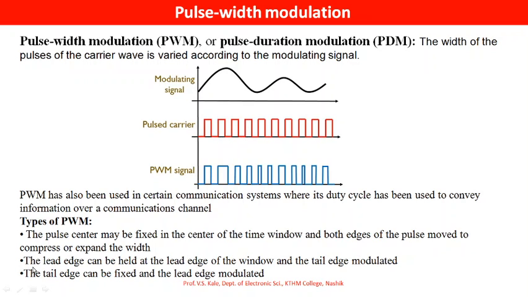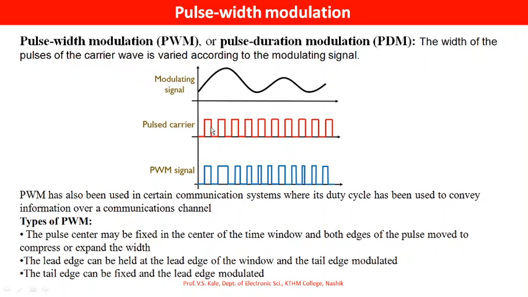Second one is the lead edge can be held at the lead edge of the window and the tail edge modulated. This is the lead edge, this is tail edge. Lead edge is fixed and tail edge variation is there. According to that, we can get the different width pulses. Third is the tail edge can be fixed and the lead edge modulated.